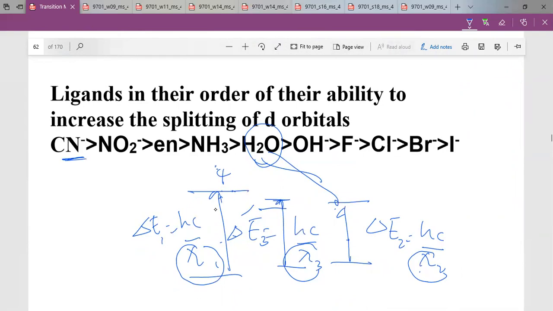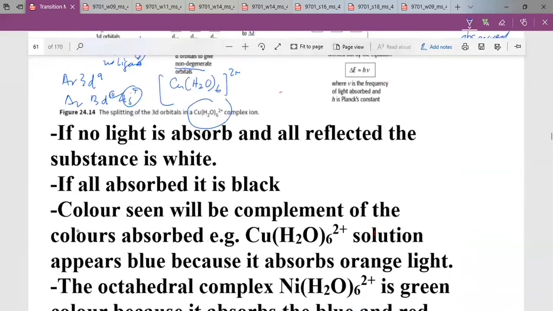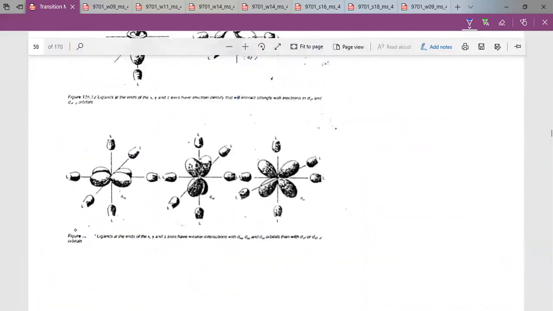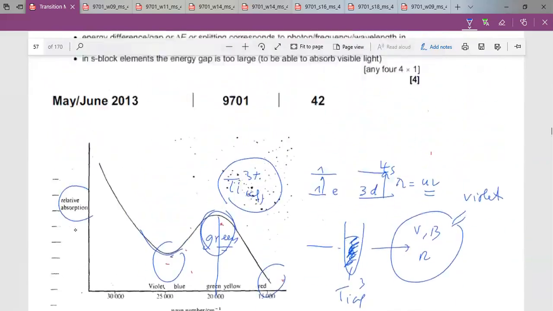This is the biggest. Now water is here and ammonia is here. The water will split with a smaller difference between the d orbitals. Ammonia will split with a bigger difference. That's why this is pale blue and this is deep blue. You can see that pale blue and deep blue, there's a difference here.